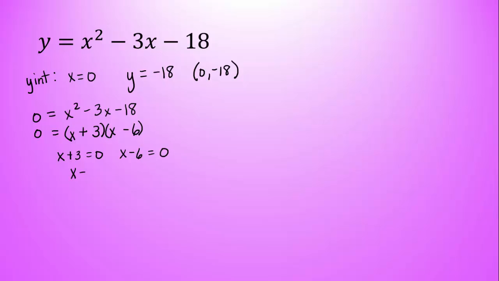This gives us two solutions. Those are the points -3, 0 and 6, 0. And those are our x-intercepts. That's how you find the x-intercepts if it's factorable. If it's not factorable, just use the quadratic formula to find your solutions.